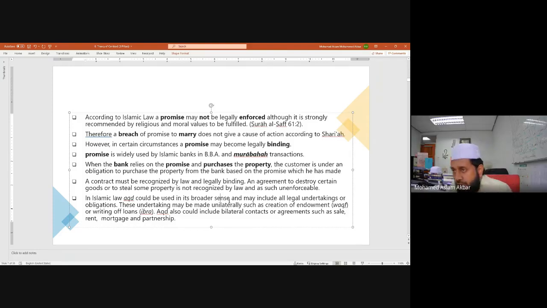Okay. A contract must be recognized by law and legally binding. An agreement to destroy certain goods or to steal some property is not recognized by law and as such unenforceable.